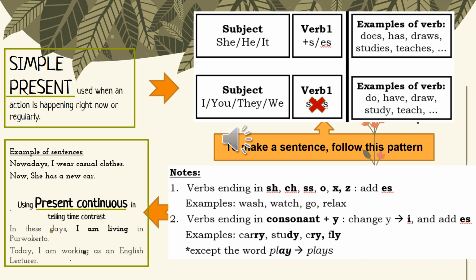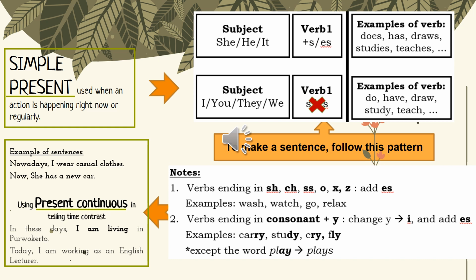The first one: when the verbs end in sh, ch, s, o, x, z, we need to add es. Example: wash becomes washes, watch becomes watches, go becomes goes, and relax becomes relaxes.